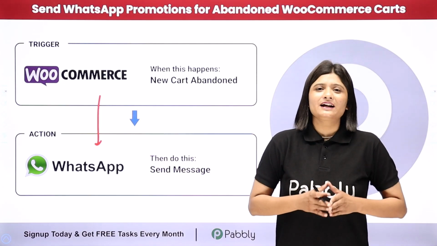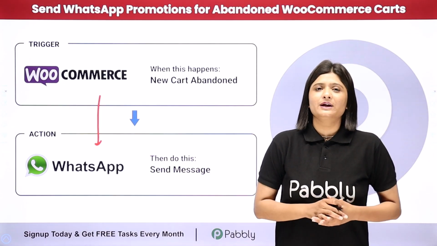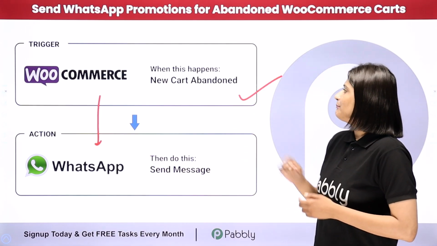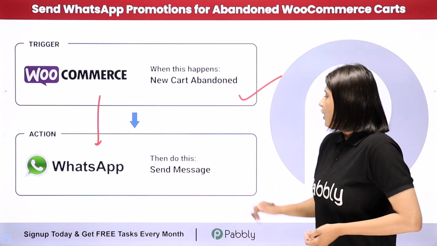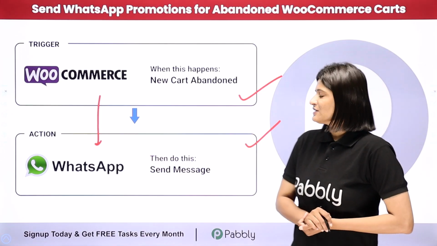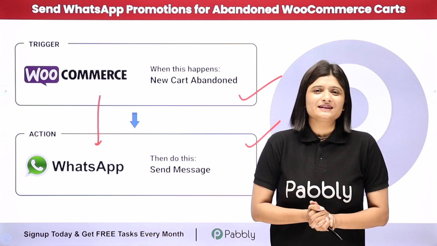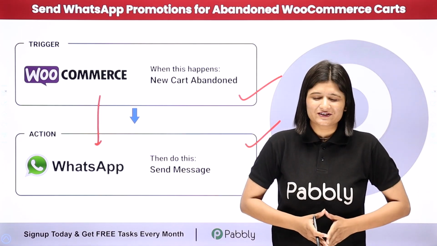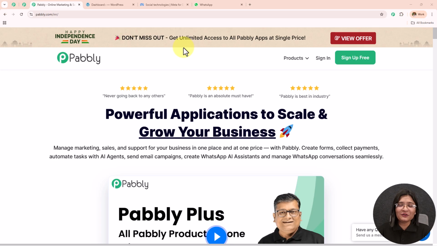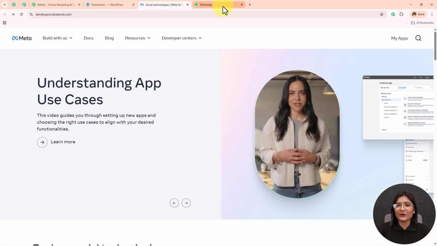With the help of Pabbly Connect, I am going to build this connection in such a way that whenever there is a new cart abandoned in my WooCommerce store, I automatically send them the message of promotions using WhatsApp Cloud API. Now if you want to learn the step-by-step process, let me take you to my screen. In this video, we are going to see how we can send WhatsApp promotions for abandoned WooCommerce carts, and for this I am going to create an automation workflow where I build a connection between WooCommerce and WhatsApp Cloud API.